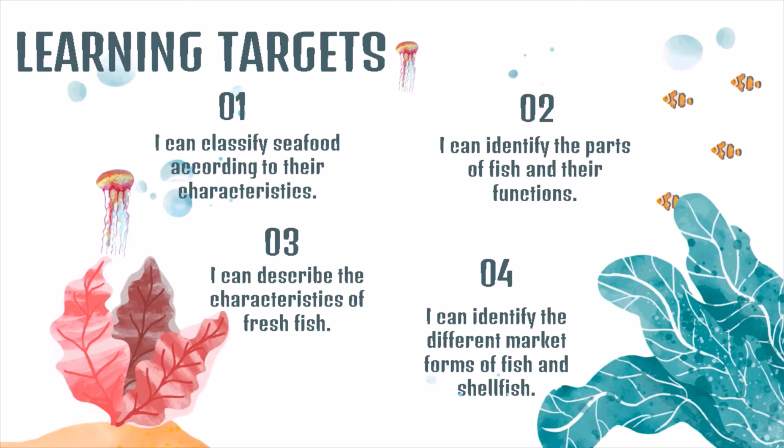Learning targets. Number 1. I can classify seafood according to their characteristics. 2. I can identify the parts of fish and their functions. 3. I can describe the characteristics of fish. 4. I can identify the different market forms of fish and shellfish.